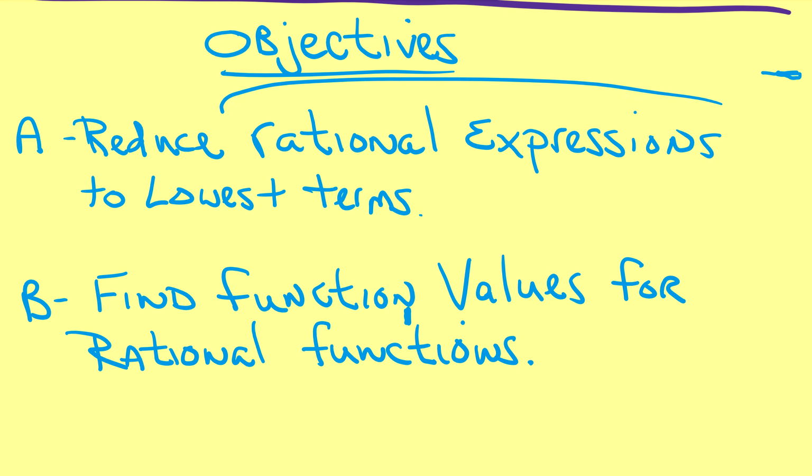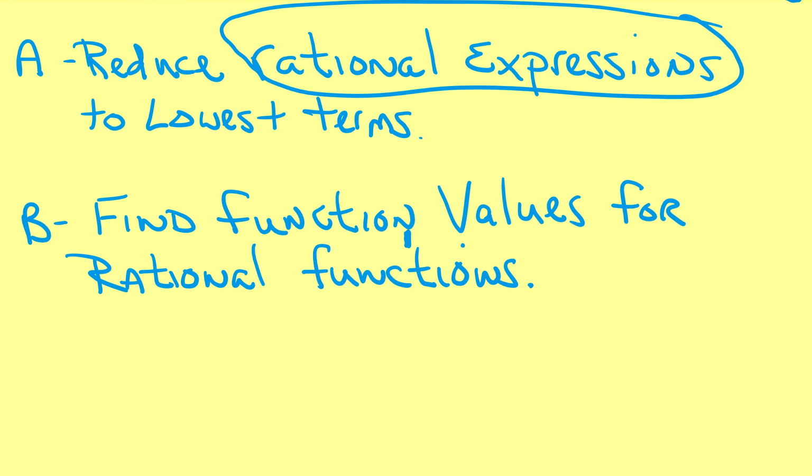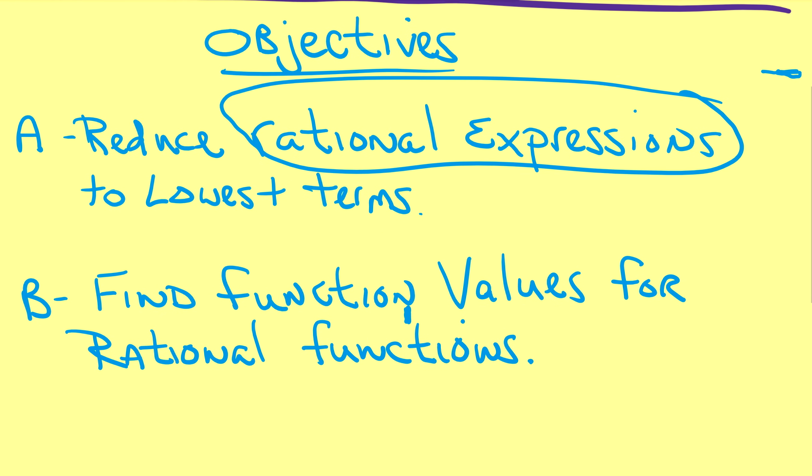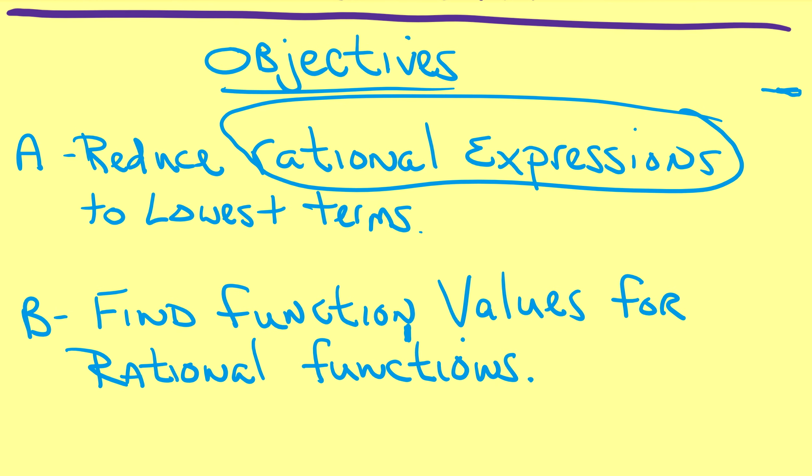Okay, so what's a rational expression? And we're going to reduce those to lowest terms. All right, and then objective B is to find the function values for rational functions. Okay, that's using our functional notation, so that should be fairly easy. And objective C, there is a C, but we're skipping that. All right, so we're going to focus here first on our objective A, reducing rational expressions.